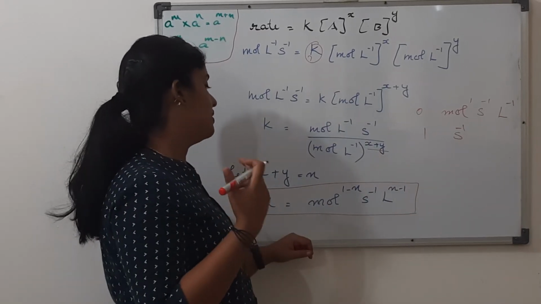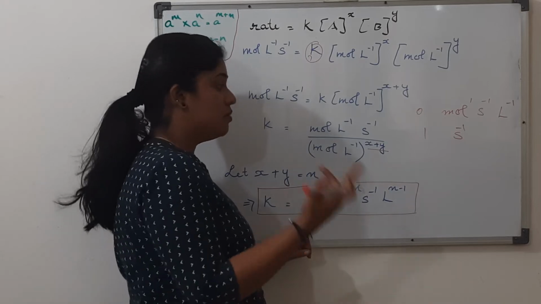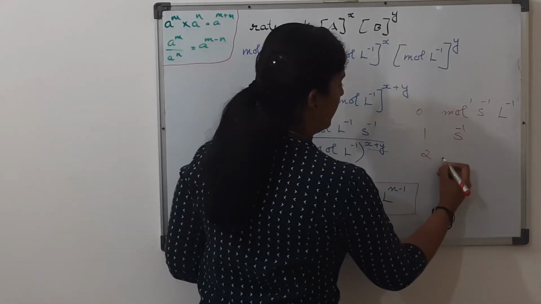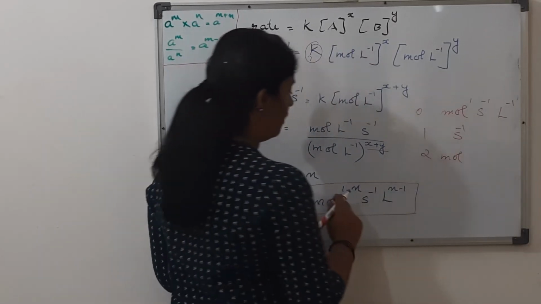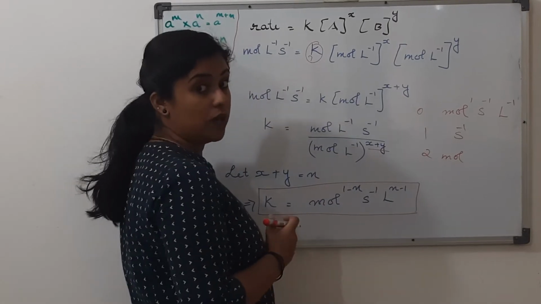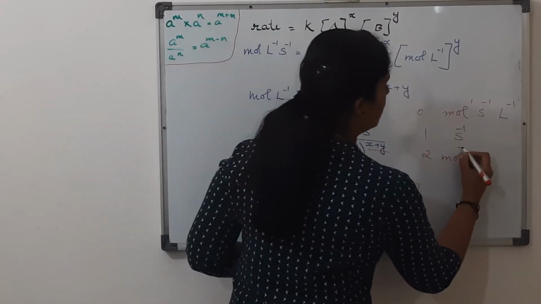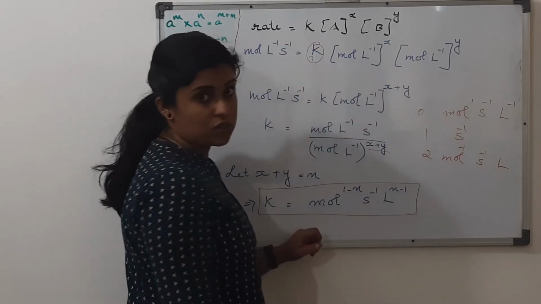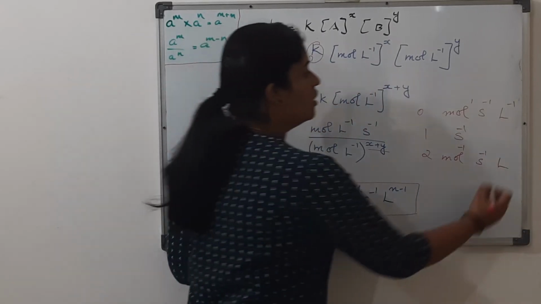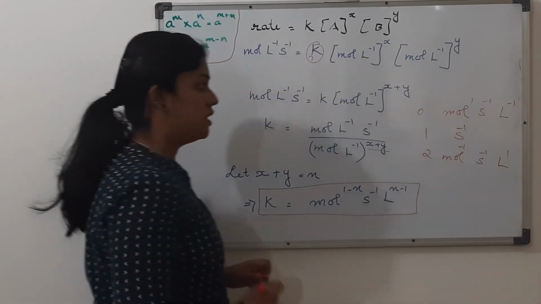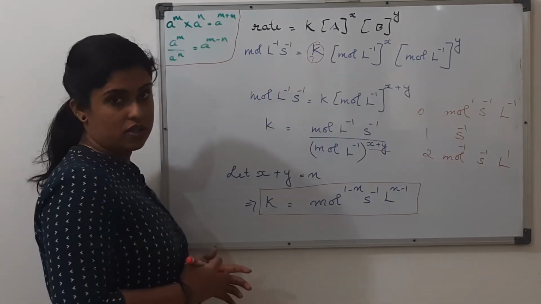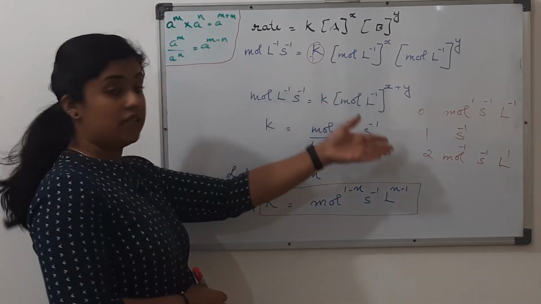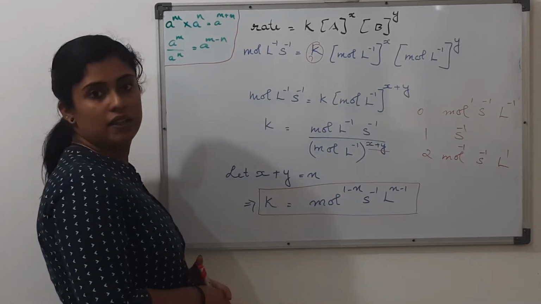Now if I consider the second order reaction, n becomes 2. So in that case, mole becomes mole power 1 minus n, that is 1 minus 2, that's minus 1. Second inverse, liter to the n minus 1, 2 minus 1, that's 1. So mole inverse, second inverse liter is the unit of rate constant for second order reaction, and you can write this for all orders.